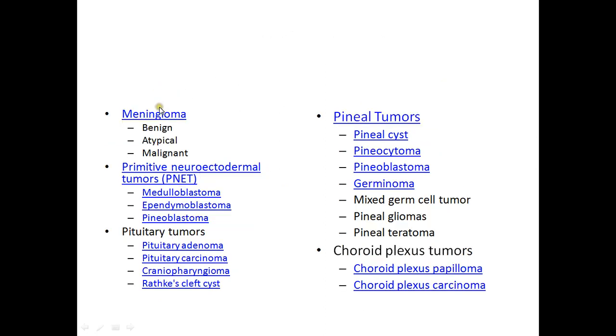When a tumor arises from the meninges, that will be meningioma, which can be benign, atypical, and malignant. This can also arise as a primitive neuroectodermal tumor in the form of medulloblastoma, ependymoblastoma, and pinealocytoma.